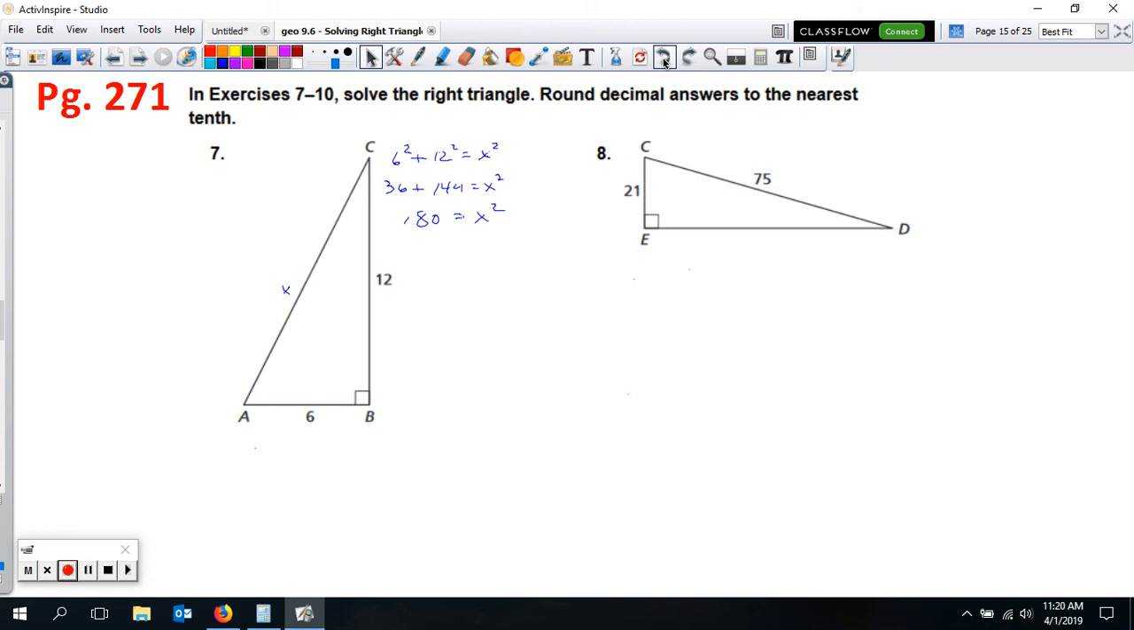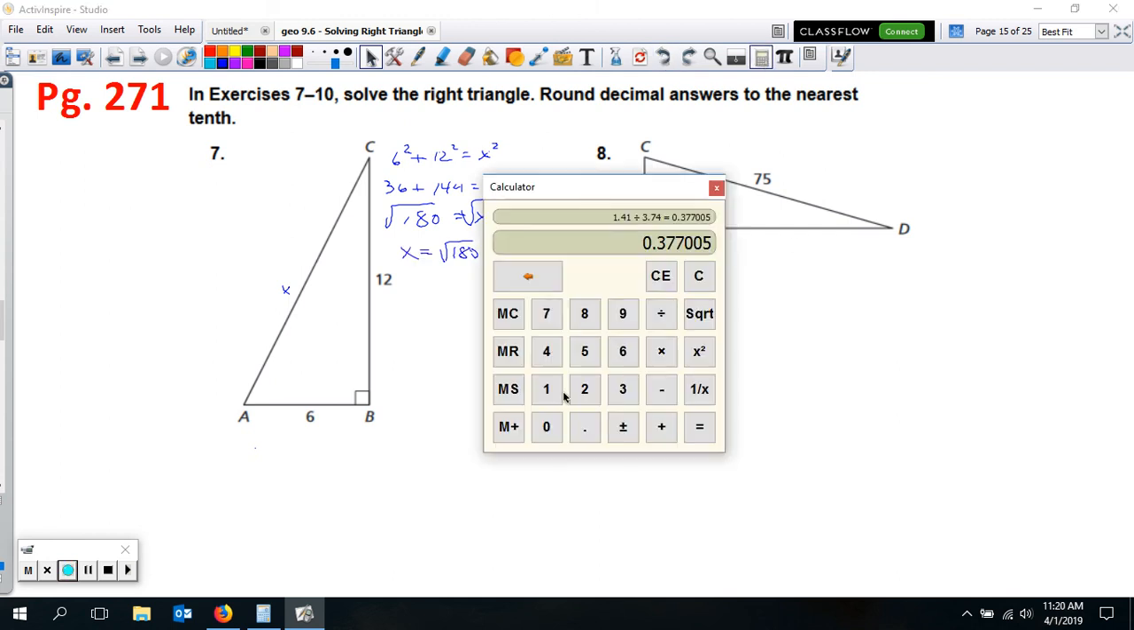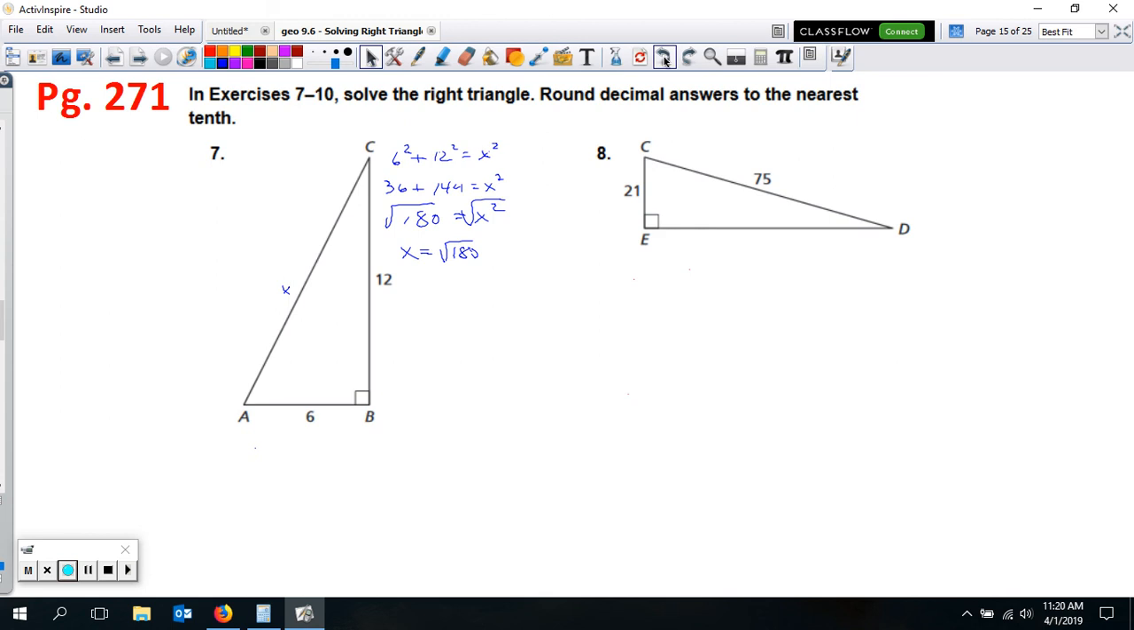Now we just want to take the square root of both sides to solve for X. So X is equal to the square root of 180. We can do that on our calculator. It's really quick. 180 and hit the square root button. 13.4 approximately. So that's going to be 13.4 for that other side length.